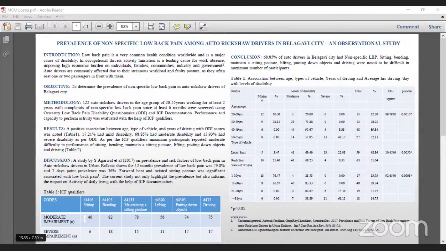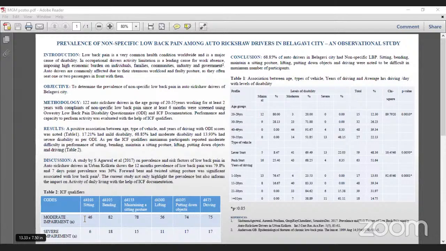Forward bent and twisted sitting posture was significantly associated with low back pain. The current study not only highlights the prevalence, but also informs the impact on activities of daily living with the help of ICF documentation. Conclusion: 68.85% of auto drivers in Belagavi city had non-specific low back pain. Sitting, bending, maintaining a sitting posture, lifting, putting down objects, and driving were noted to be difficult in the maximum number of participants.